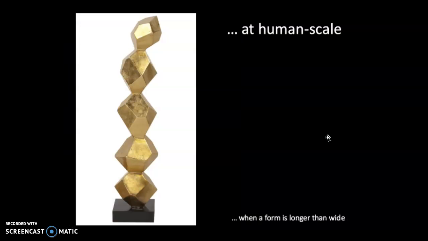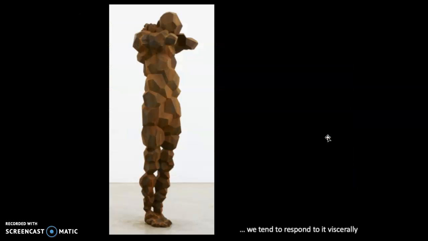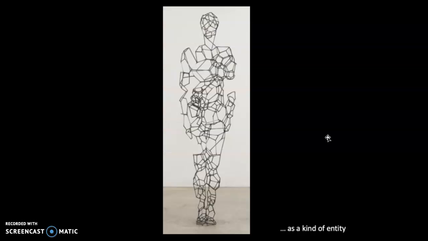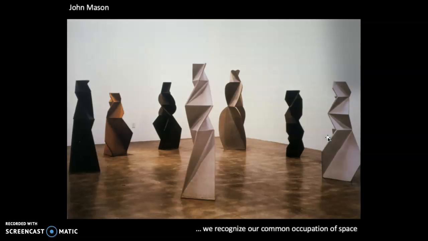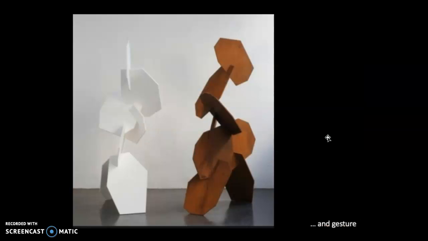So then you switch again, you get a little higher in that human scale. When a form is longer than wide, basically, and about our size, we tend to respond to it viscerally. In other words, physically, we have a response to it. It's a kind of entity at that point because it's sort of the size and scale of us. Even if this association is general or abstract, like you see here, we still, on some level, register it, and we recognize our common occupation of space with that object. So we respond differently to something that's precious or pedestal size and something that's human scale.